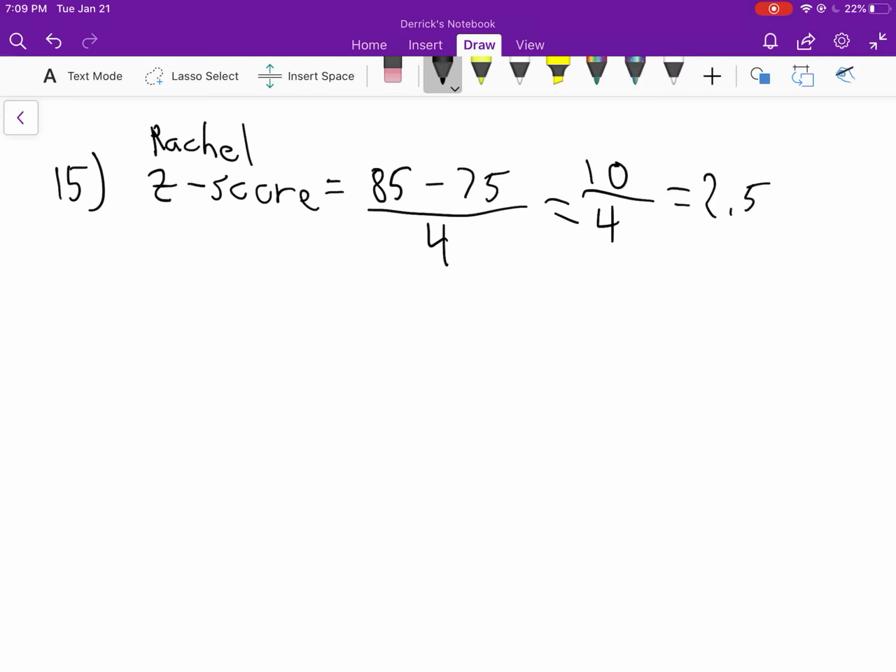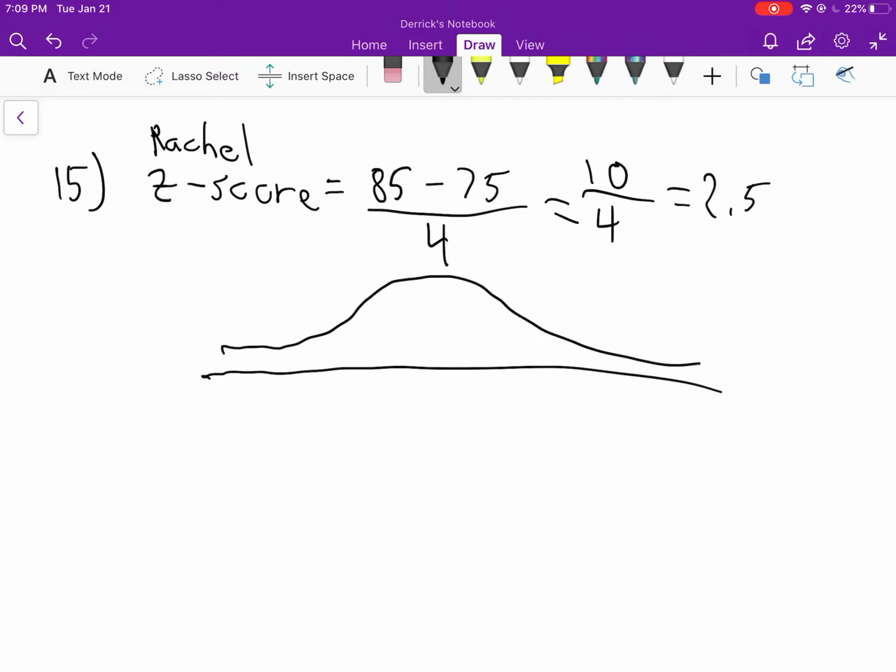So we would go to our z-score chart, or I guess I should maybe even just show with a picture. Remember what this means. 2.5 is a measurement of standard deviations. So if you think of this as a generic normally distributed curve, here's your mean, here's 1 standard deviation, here's 2 standard deviations, here's 3 standard deviations. Rachel's score is right in the middle between the second and third standard deviation. Now, if you think about this, we don't even need the z-score chart for her because 68% of the data is covered within 1 standard deviation.